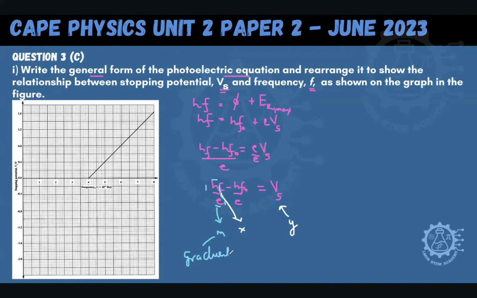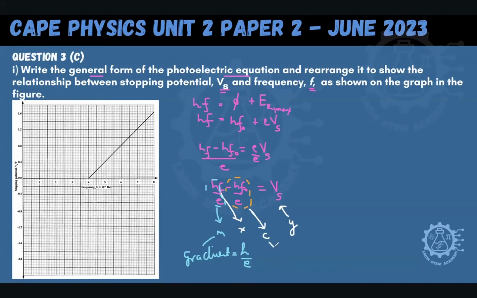That's the gradient of that graph. And so the gradient is equal to H over E. That's what that equation tells us there. And then this part now is going to be your C. So let me just put that in a color here. This whole part is going to be our C, or our intercept, our Y-intercept, okay? So that's how all of this is related to the graph.